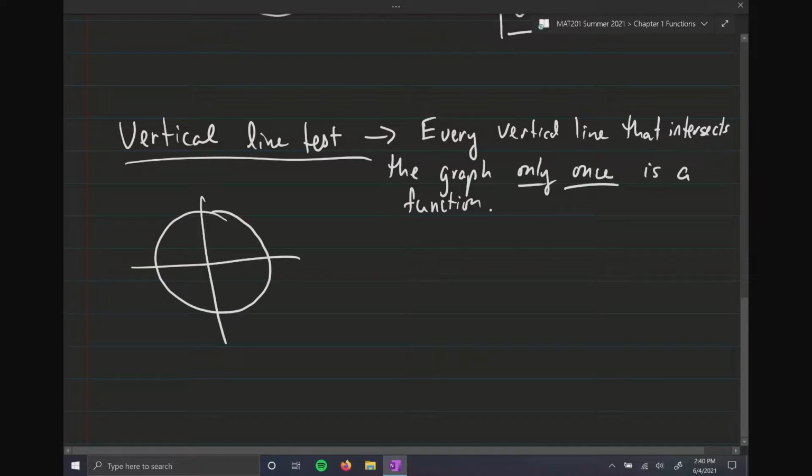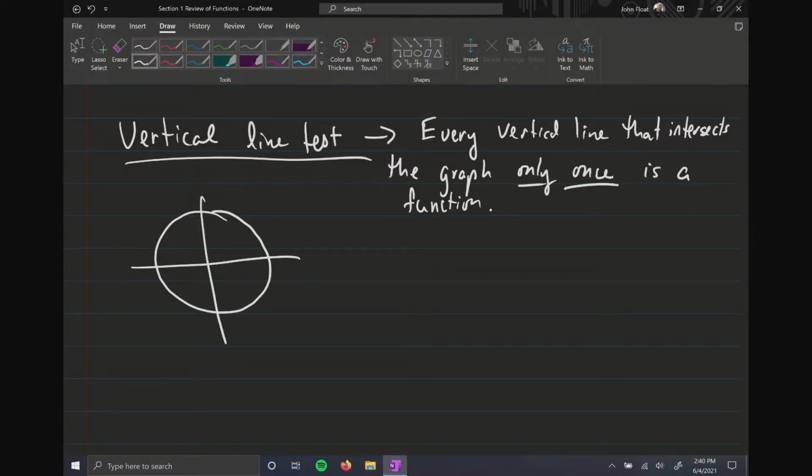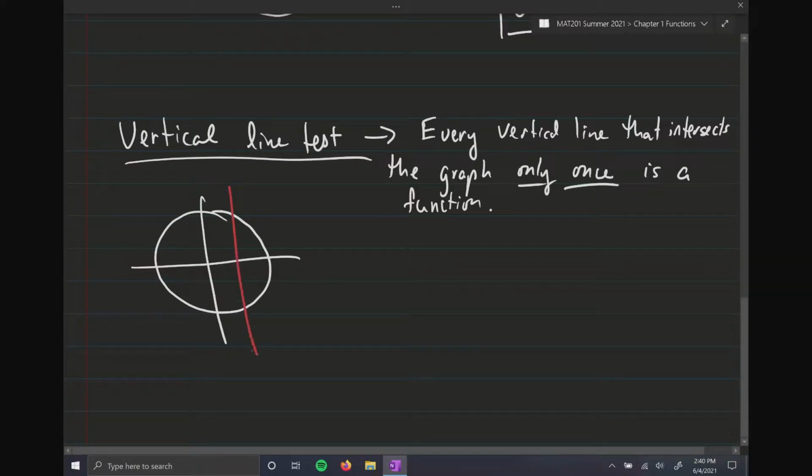So as you can see here with the circle that I drew, if I just change the color here real quick and I were to draw a vertical line, notice that I hit twice. Therefore, this is not a function. Sorry, it's been a long time since I've written on my laptop here. So I'm getting used to writing with the pen again, okay?